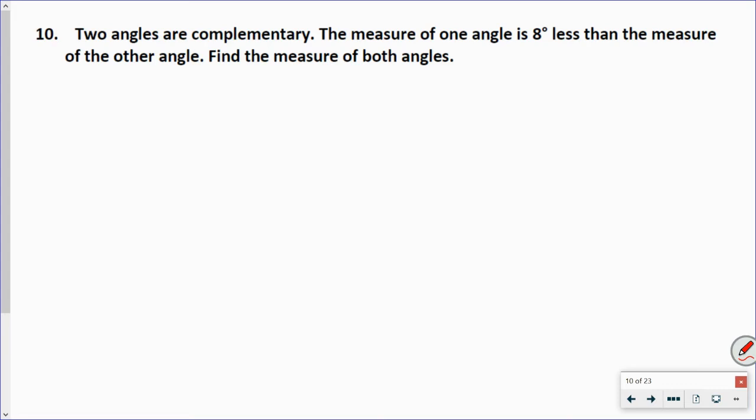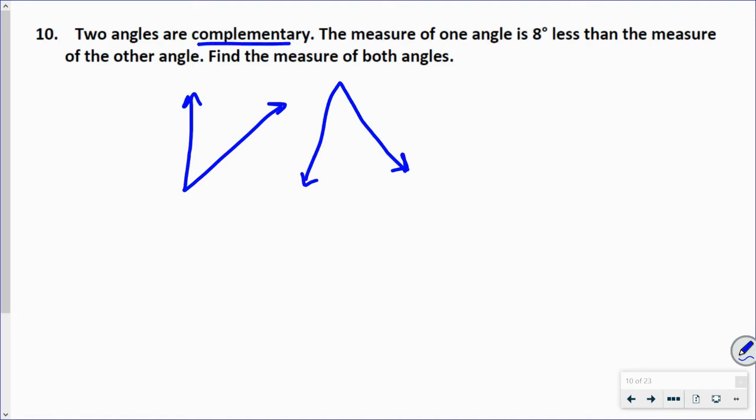Two angles are complementary. The measure of one angle is 8 degrees less than the measure of the other angle. Find the measure of both angles. Okay, so we have these two angles. So let's say I've got an angle here, and I have an angle here. Okay, and these two angles are complementary, means they add up. So if I take this angle plus this angle over here, I'm going to equal 90 degrees.